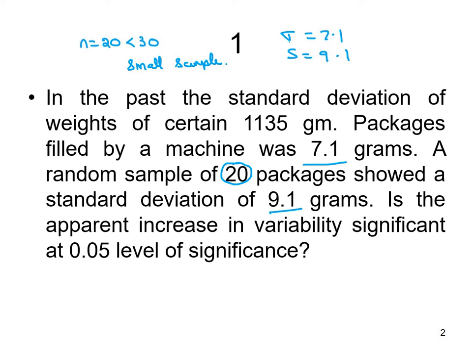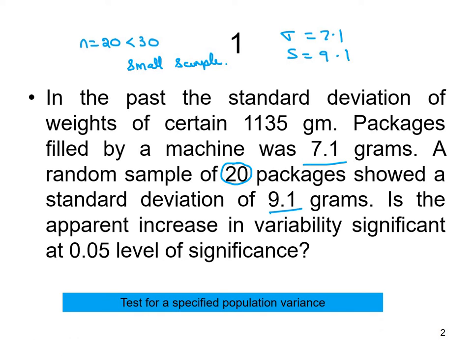So we are going to check the significant difference between the population standard deviation and the sample standard deviation. So it is coming under the topic test for a specified population variance, because it is coming under small sample and testing the difference between the population and sample standard deviation. So the topic is test for a specified population variance. Next problem.